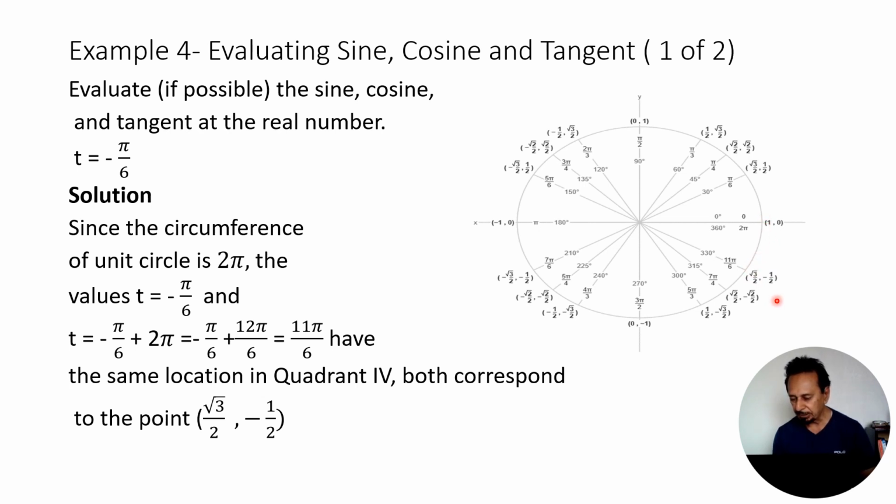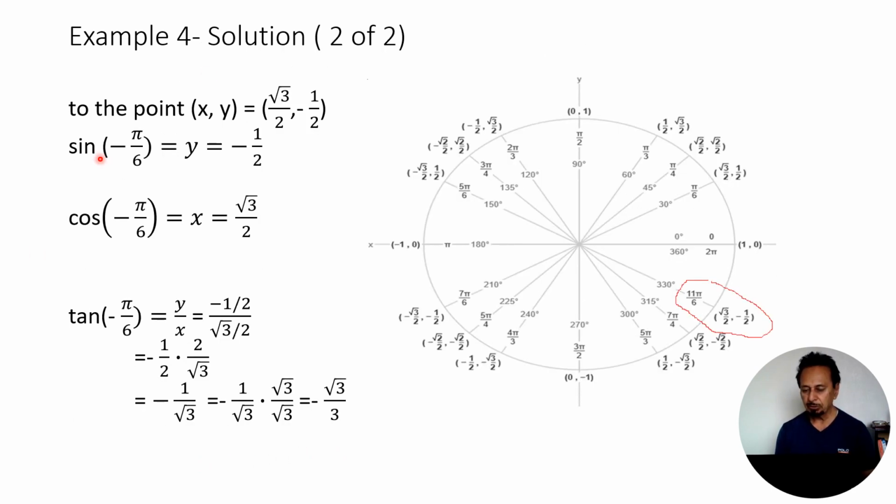And the corresponding point is square root of 3 over 2, negative 1/2. So x is square root of 3 over 2, and y is negative 1/2. So sine of negative pi over 6, we know sine is equal to y, and y is negative 1/2. Cosine of negative pi over 6 is x, and x is square root of 3 over 2.